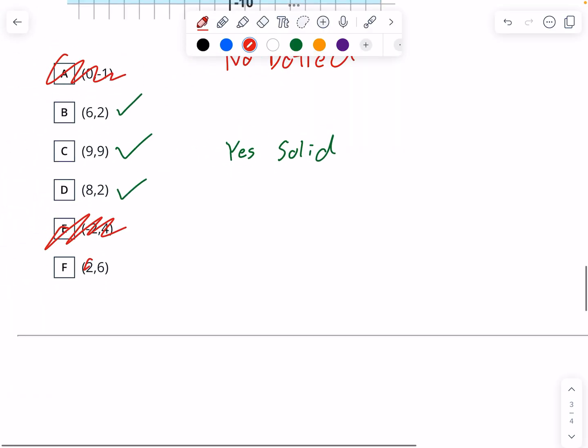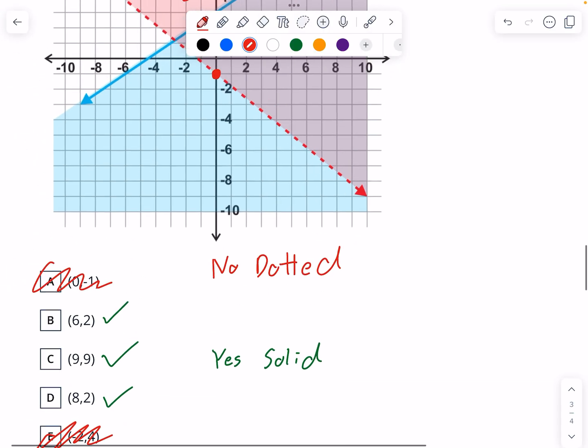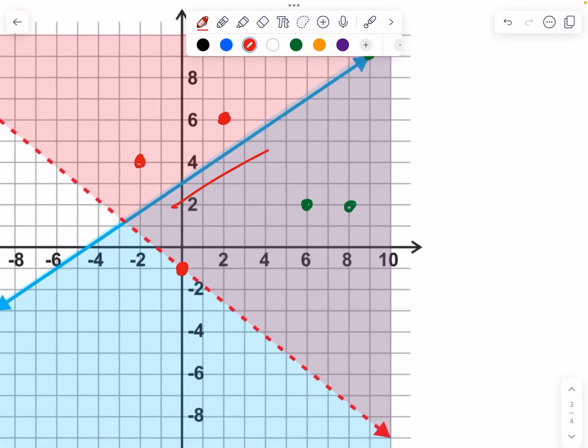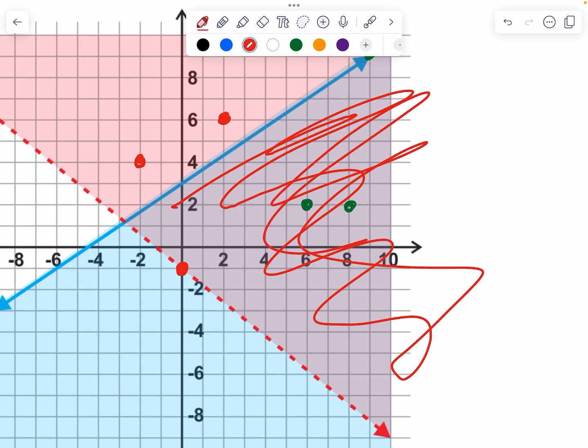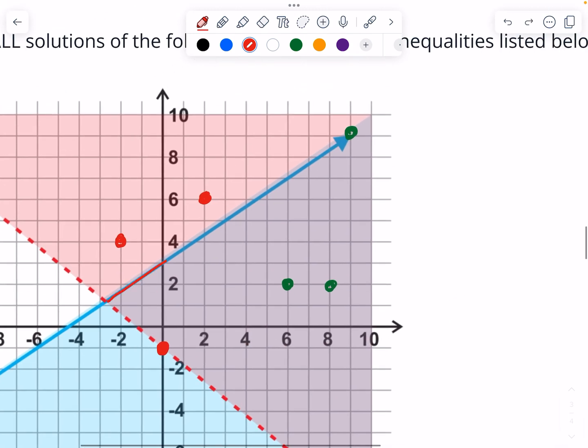Okay, so your three answers are going to be (6, 2), (9, 9), and (8, 2). And again, our goal is for it to be in the overlapping shaded area. That is this kind of purple-ish area. It is allowed to be on the solid line. It is not allowed to be on the dotted line below.